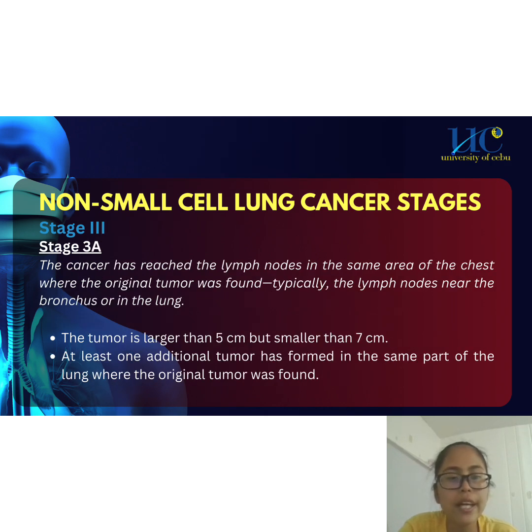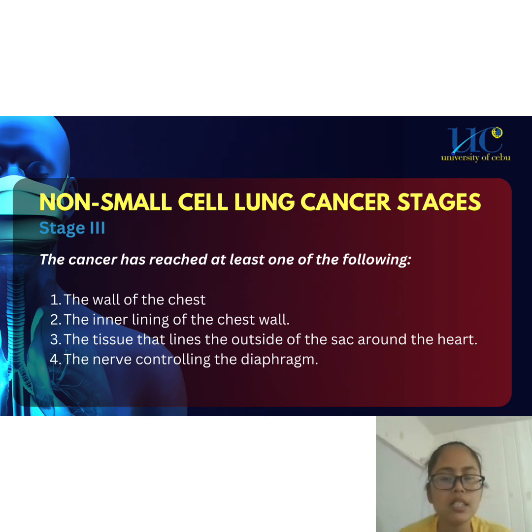For stage 3A, the cancer has reached the lymph nodes in the same area of the chest where the original tumor was found, typically the lymph nodes near the bronchus or in the lung. The tumor is larger than 5 cm but smaller than 7 cm. At least one additional tumor has formed in the same part of the lung where the original tumor was found. Stage 3 of NSCLC is when the cancer has reached at least one of the following: the wall of the chest, the inner lining of the chest wall, the tissue that lines the outside of the sac around the heart, and the nerve controlling the diaphragm.